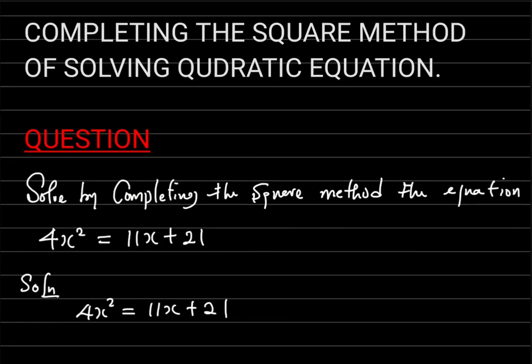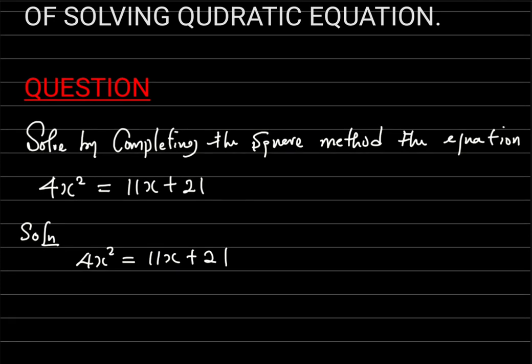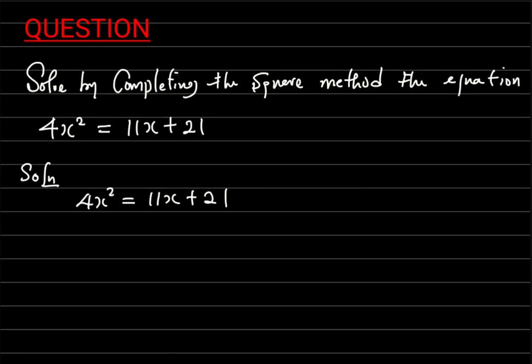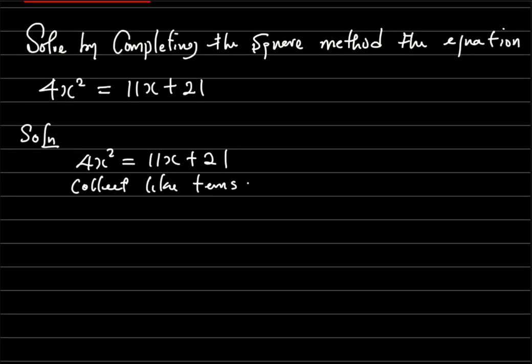Hello, students. We are going to be looking at the completing the square method of solving quadratic equations, and we have a question right before us, which we are to solve by the completing the square method. The first thing we need to do is to collect like terms. Collecting like terms means the algebra should be on one side, which preferably this time is going to be the left side. So we are going to have 4x squared minus 11x is equal to 21.